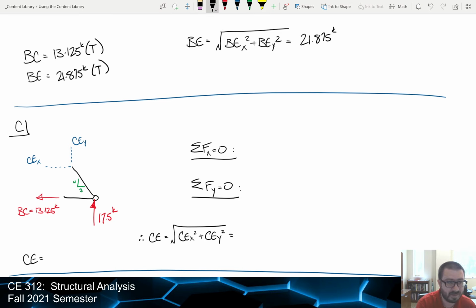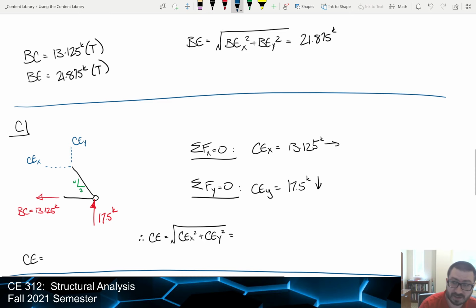Let's do it in order. Sum of forces in the x direction. If I've got 13.125 kips going to the left, CEx needs to be 13.125 kips to the right. 13.125 to the left, 13.125 to the right. For CEy, I've got 17.5 going up, so I have to have 17.5 going down. That's just looking at each of these independently.